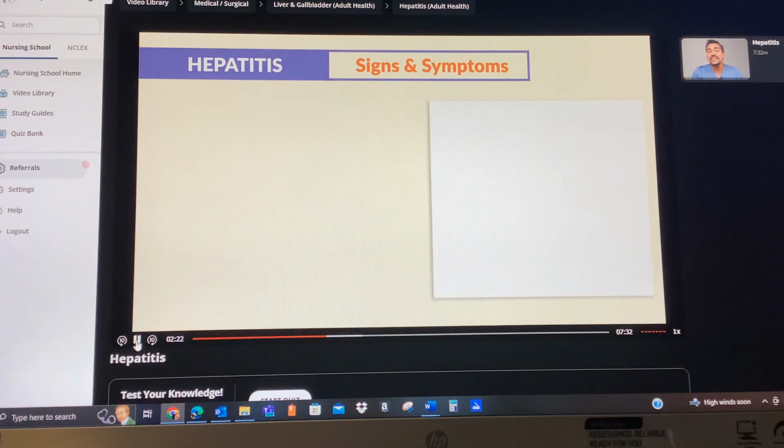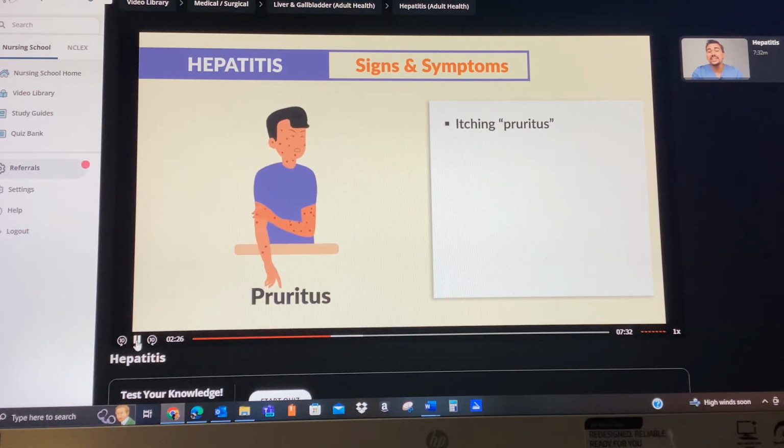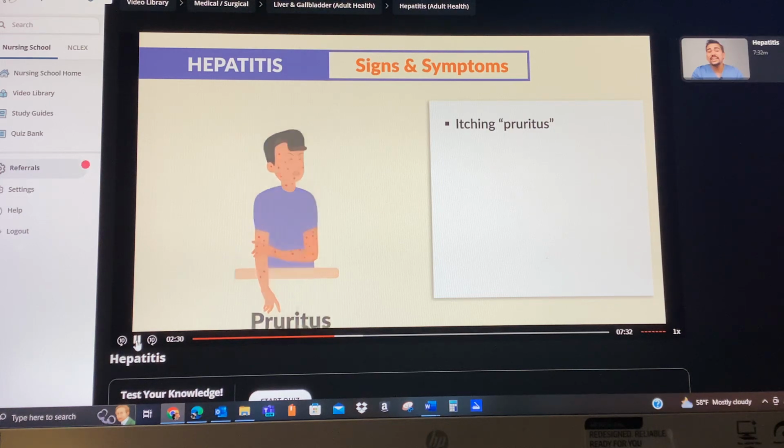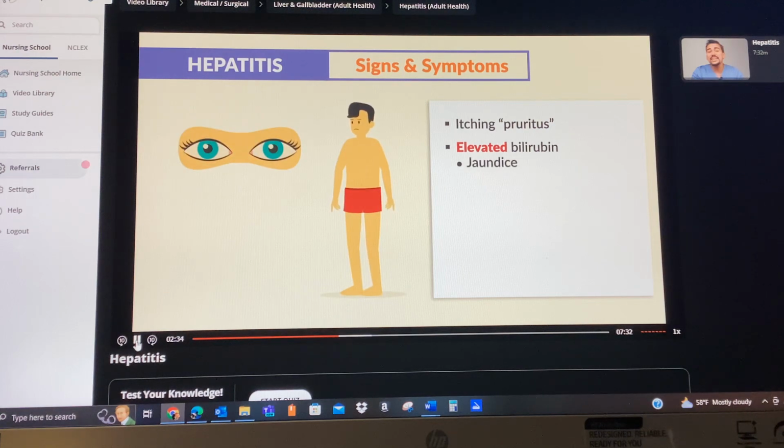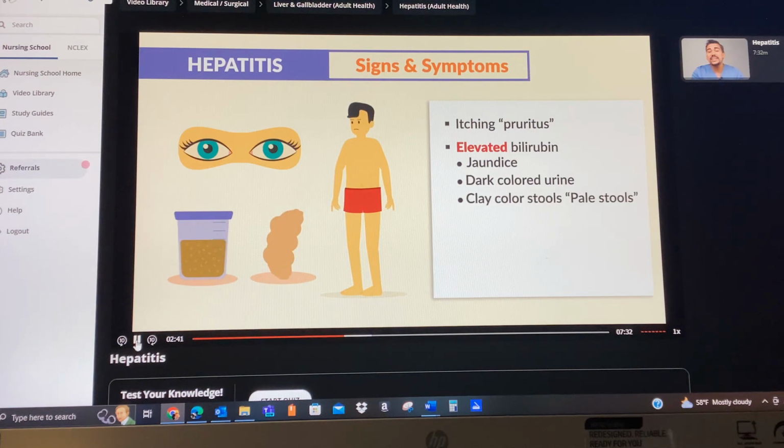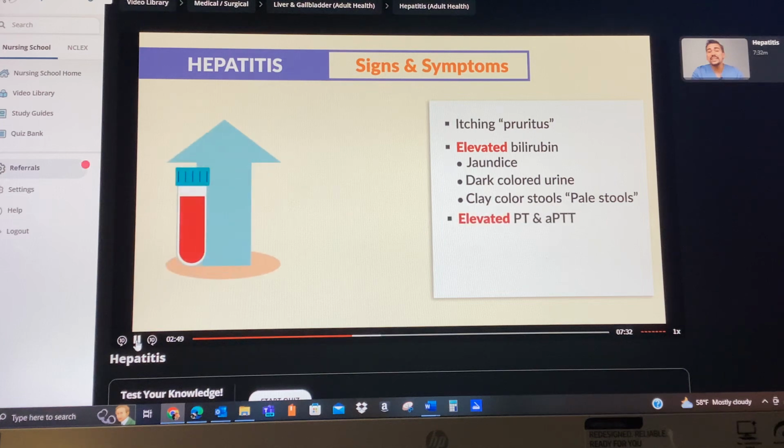Now, normal for any liver disease, we see common signs like itchy, also called pruritus, from bile salts that build up under the skin. We get that elevated bilirubin, as mentioned before, so we'll see jaundice, basically that yellowing of the skin and the eyes. We'll also have dark colored urine, as well as clay-colored stools, typically described as pale stools, from all that bilirubin spilling over into the bowels. We'll also see elevated PT and APTT.